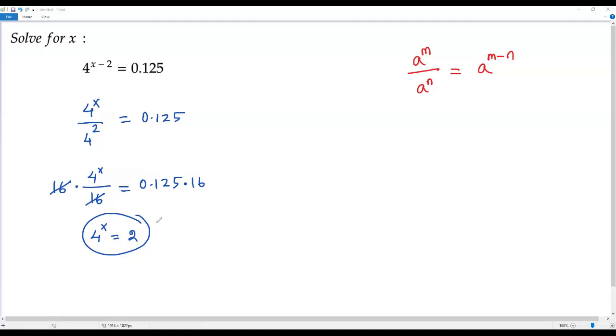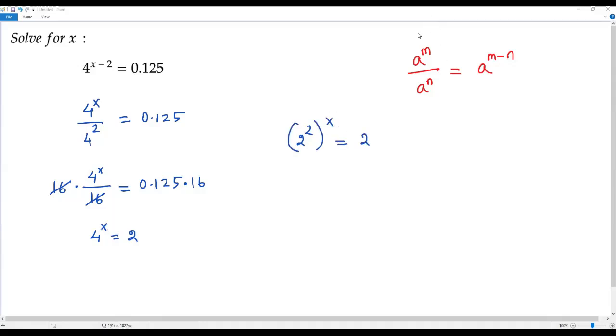So we use the one-to-one property of exponential equations. Whenever we get the same base on both sides of an equation, we can equate the exponents. Here on the right side we have base 2, but on the left side we have base 4. But 4 is a power of 2, that is, 4 can be written as 2 squared. By writing 4 as a power of 2, I'll be able to get the same base on both sides. So now we can write 4 as 2 squared. Since we have the exponent x for 4, the same exponent should be taken here, equals 2.